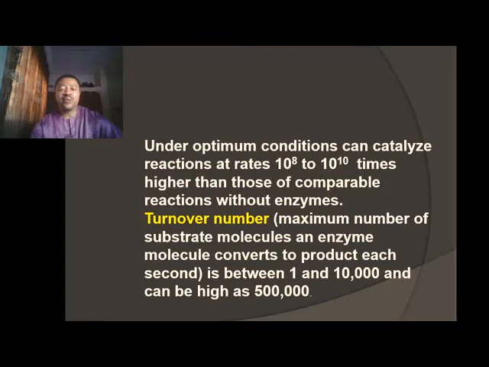If I use this 500,000 in an illustration of what the turnover number is, it means that an enzyme that has a turnover number of 500,000 can actually act upon 500,000 substrates, converting them to their equivalent products in a particular second. That, of course, talks about a very, very effective enzyme.